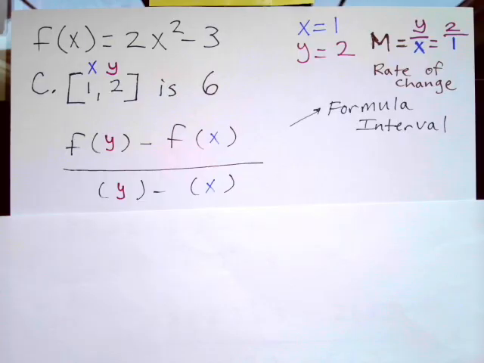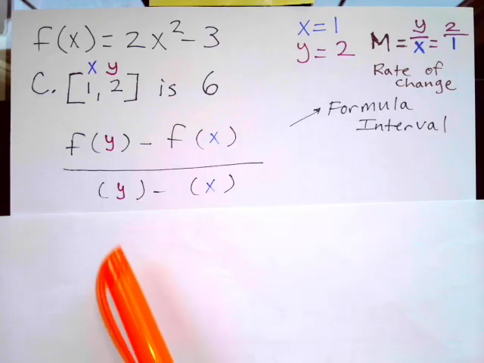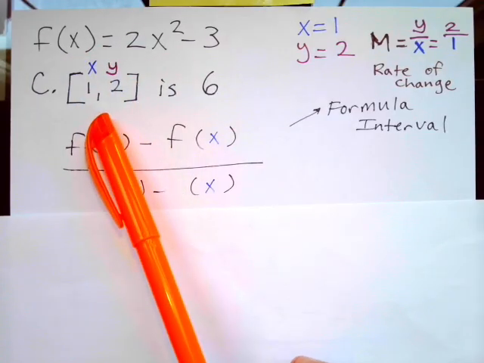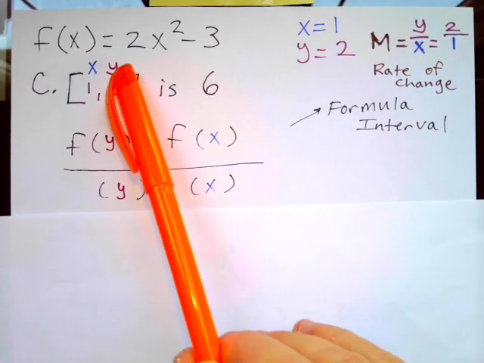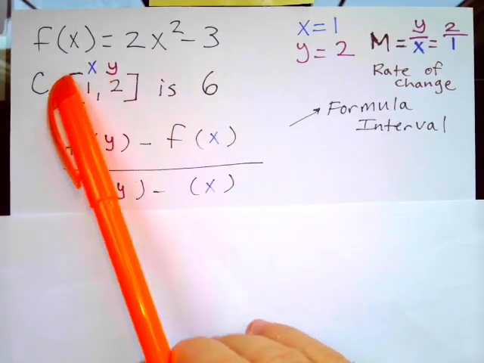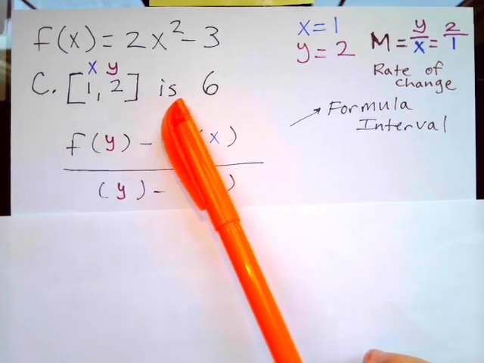We're answering this question: which statement below is true regarding the rate of change and the function? They give us options. For option C, they're giving you the x and y values. Of course, they don't give that to you. They just give you the brackets 1 and 2, which represents our slope, and the interval is 6.